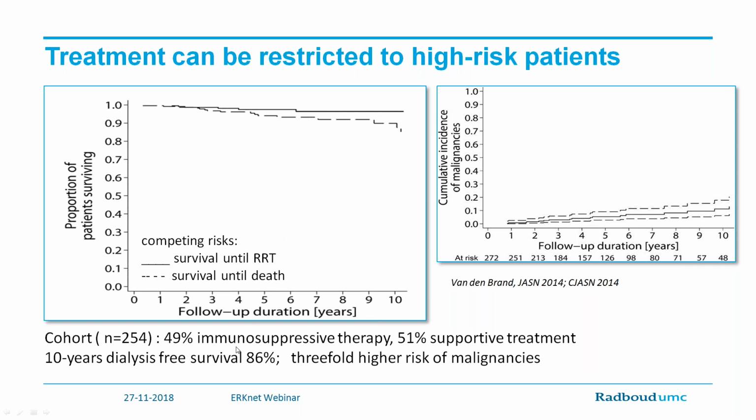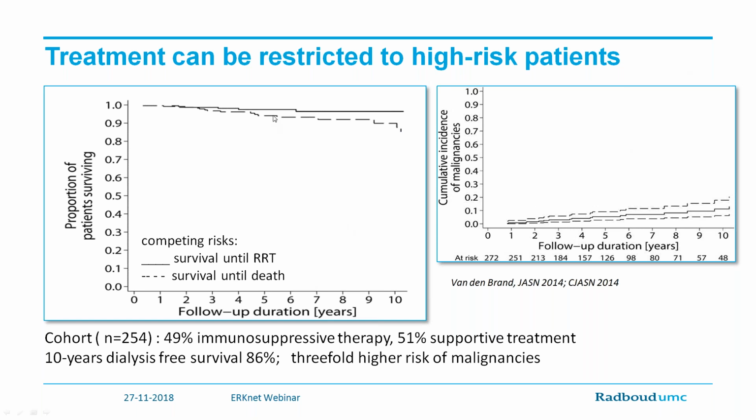And this is an overview of a protocol where treatment was restricted to high-risk patients, and after a follow-up in 254 patients, it became clear that almost half of these patients had received immunosuppressive therapy, but the other half had only been treated with supportive treatment. And after a follow-up of on average 5 years, the outcome was reasonably good, and the 10-year dialysis-free survival was 86%, which is comparable to the survival range found in the randomized controlled trials, where all patients with membranous nephropathy and nephrotic syndrome were treated. So we can restrict treatment and only use the treatment in the highest risk category.